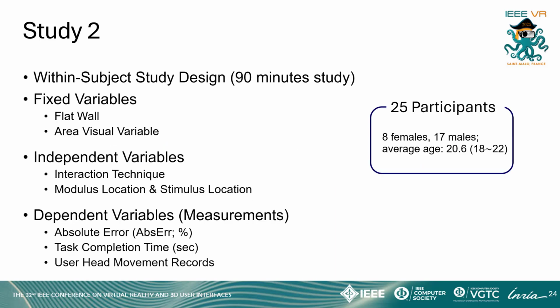Our second study is to investigate the effectiveness of interaction techniques on perceiving visual variables. The second study adopted a within-subject study design. To conduct the study in a manageable time, the second study only utilized the flat wall and area visual variables. The second study has 3 independent variables, including interaction technique, modulus location, and stimulus location. Variables for modulus location and stimulus location are similar to study 1. The new variable is interaction technique, and they will be introduced in the following slide. 3 key measurements were absolute error, task completion time, and user head movement records.